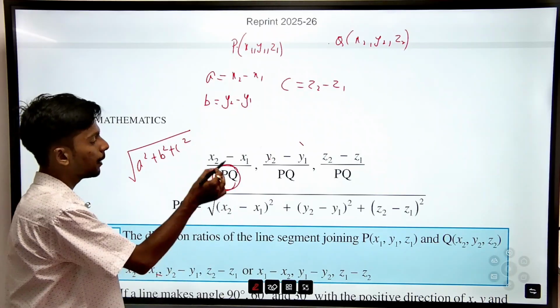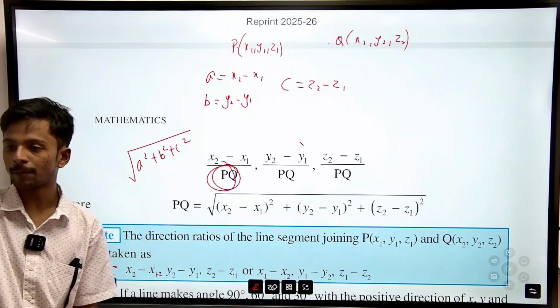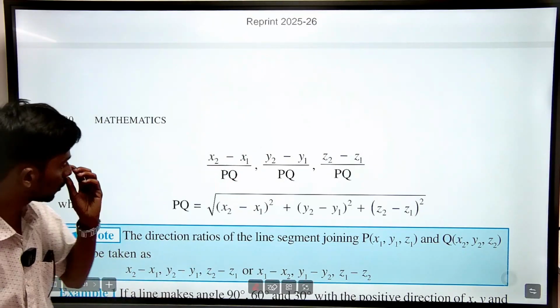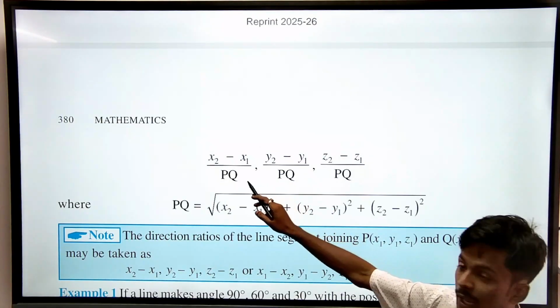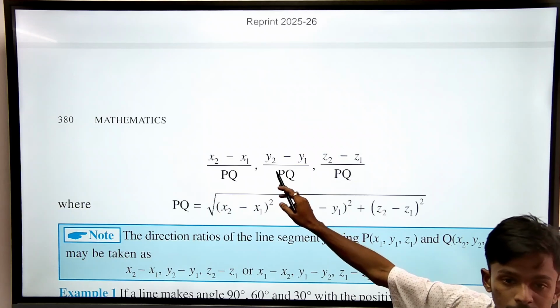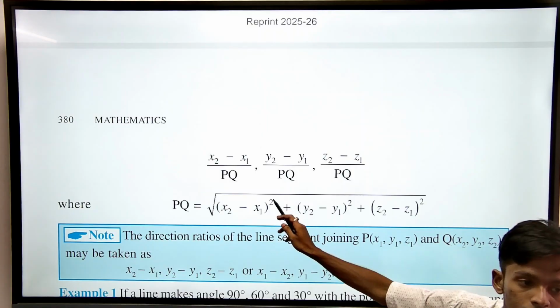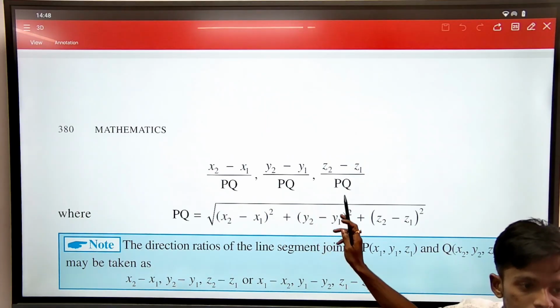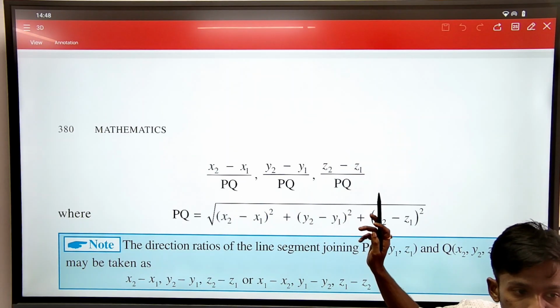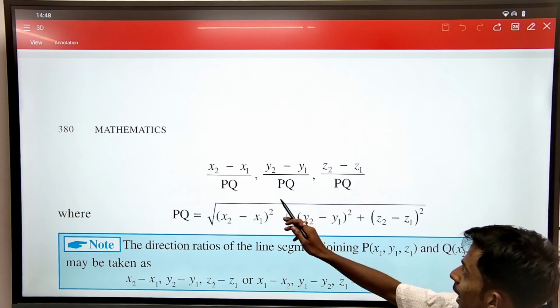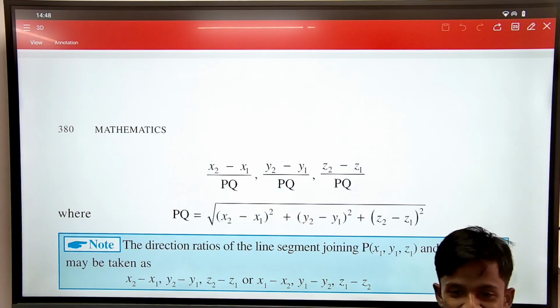And your PQ is nothing but the magnitude of the vector. That will be root over x square plus y square plus z square. So that's why the formula becomes like this. When the 2 points are given, the direction cosines of the line should be like this: x2 minus x1 by PQ, y2 minus y1 by PQ, z2 minus z1 by PQ. Where your PQ will become root over x2 minus x1 whole square plus y2 minus y1 whole square plus z2 minus z1 whole square. Take this as common. Oh, this is a comma, this will be a comma, right?